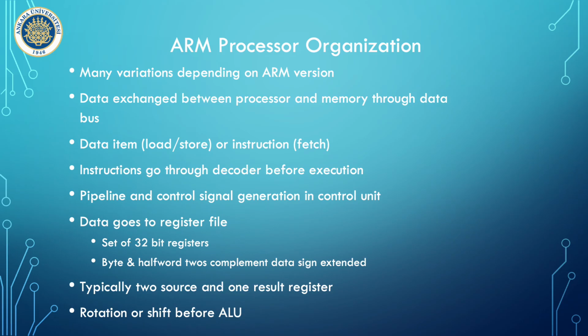In this slide, I give more detail about the internal organization of the ARM processor. Data and instructions are transferred between the processor and memory using a data bus. Instructions pass through a decoder, then into a pipeline where control signals are generated. The register file contains 32-bit registers that hold operands and results. ARM supports different data sizes such as bytes and half words, which are sign extended as needed.